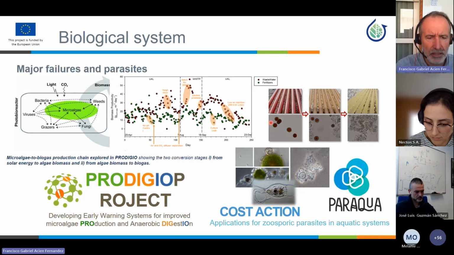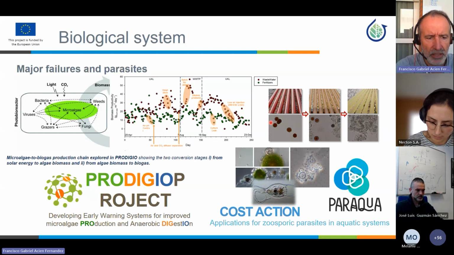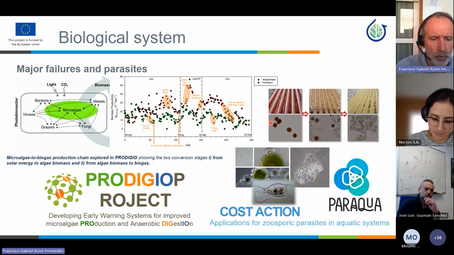Concerning the culture, it's very important also to focus on the microbiological aspect. I mean, the contamination of the algae by other algae, by predators, by viruses, fungi, etc. I want to remark on the activities being performed in the Prodigio project and the Paraqua COST Action, because these projects are focused on this topic: how we are able to understand this phenomenon and how to prevent it to avoid the failure of the reactors.